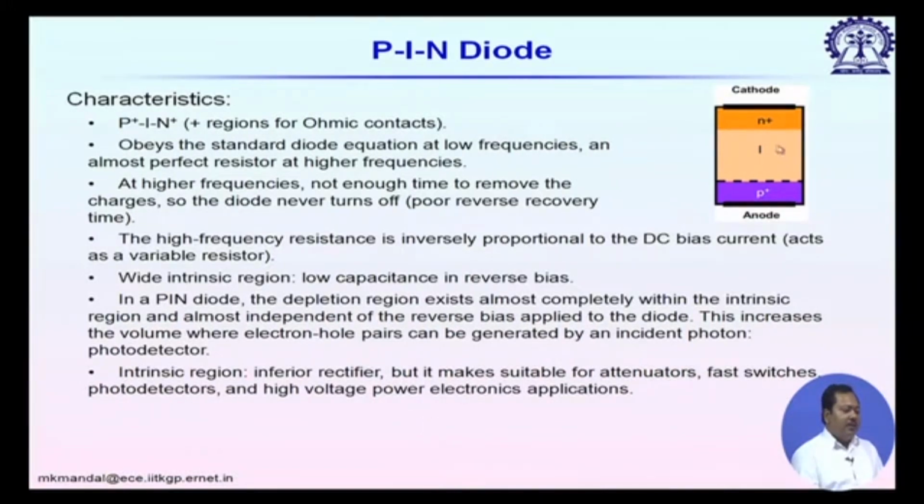Another advantage due to the wide intrinsic layer is that, since the separation between the P plus and N plus regions and their corresponding depletion layers is large, it is associated with very low capacitance. So, it is inferior as a rectifier, but it is suitable for attenuators, fast switches, photo detectors and high voltage power electronics applications.